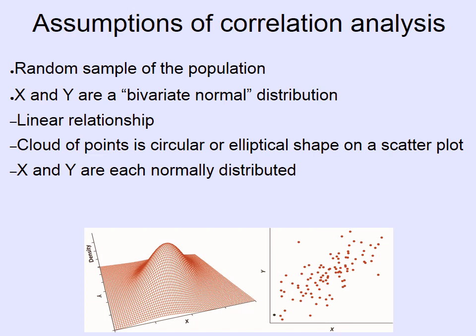And X and Y are each normally distributed. We can do that with our AD and p values, so we're still going to check that assumption. And if those are normally distributed and you see the linear relationship on the scatter plot, you should be fine for the assumption.